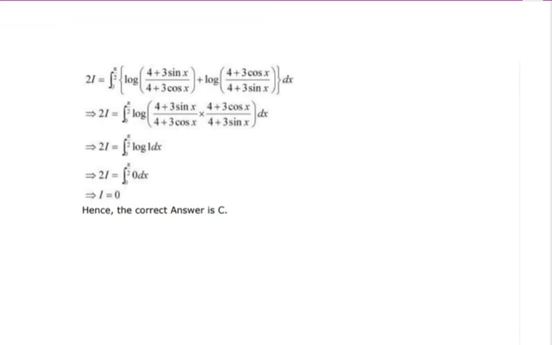So log of (4 plus 3 sin x) upon (4 plus 3 cos x) plus log of (4 plus 3 cos x) upon (4 plus 3 sin x) into dx. So by taking log common here, log m plus log n can be written as log mn. So here these two get cancelled, 4 plus 3 sin x, 4 plus 3 cos x. So 2I equals integral of log 1 dx. So log 1 is 0. That is 2I equals integral 0 to pi by 2 of log 1, whose value is 0. So the integration of 0 is 0 only. So finally I value is 0.